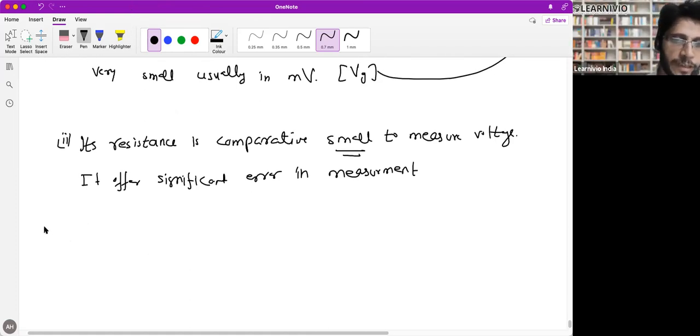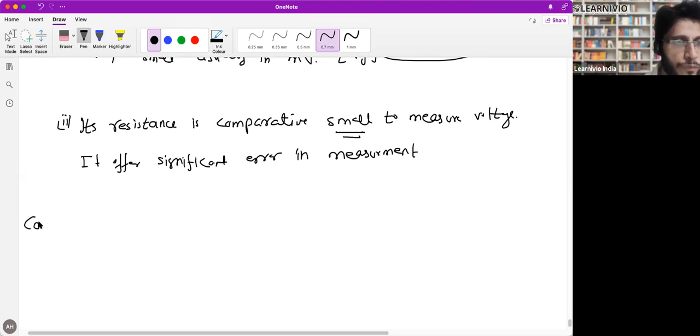So that's the reason why we don't use a galvanometer for measurement purposes. We use a galvanometer just for the sake of detection. If you want to detect whether there is some current or voltage in the circuit, then we use a galvanometer. Otherwise, we won't use it.